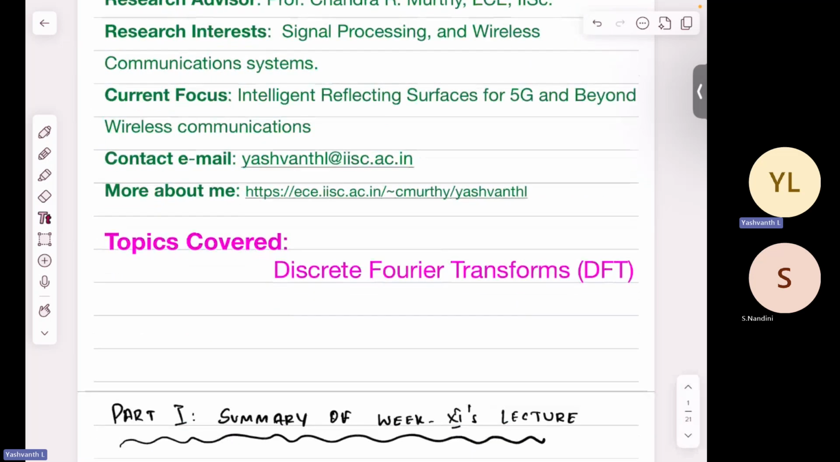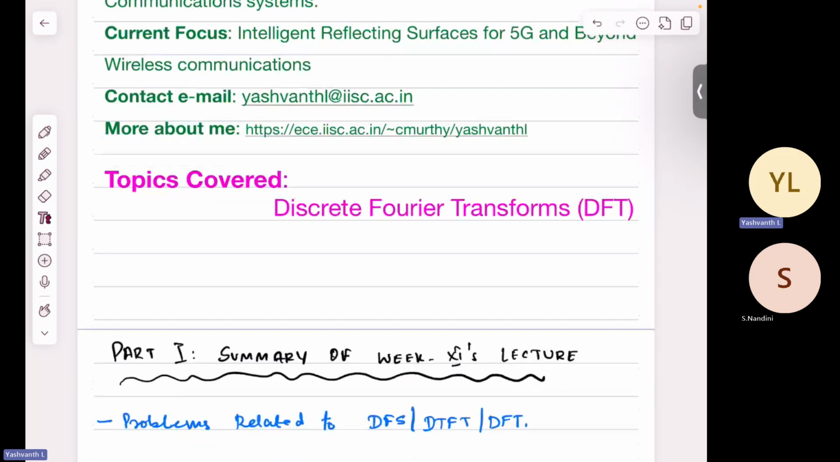So the topics that we will be covering today include discrete Fourier transforms. Recall that in the last session, we studied the discrete time Fourier transform, which is the Fourier representation of a discrete time signal. But the discrete time Fourier transform in the frequency domain is a continuous frequency domain signal. Right, so that was the story for discrete time Fourier transform.